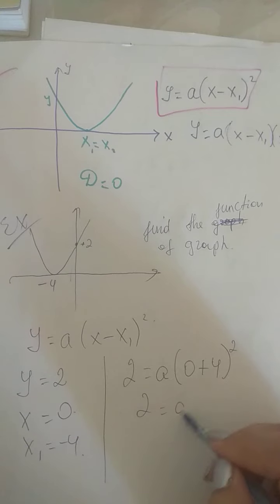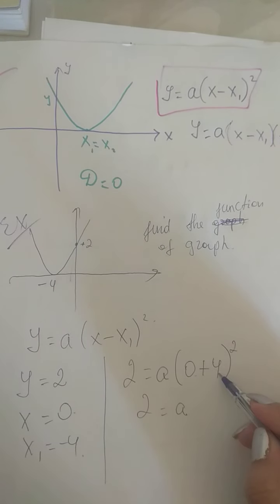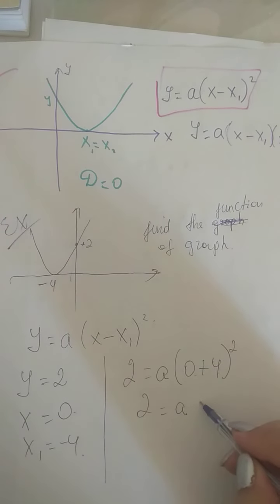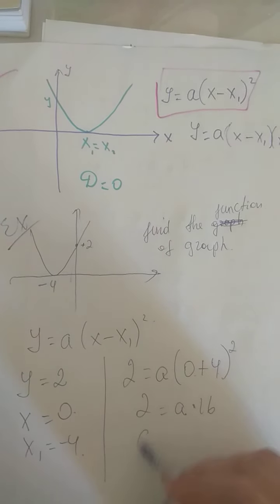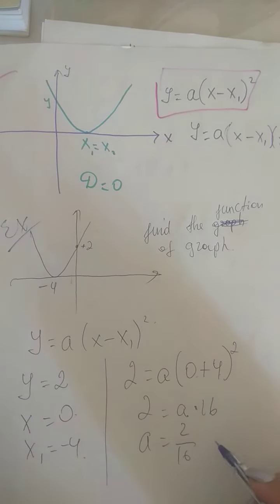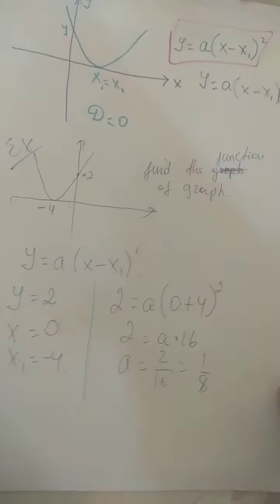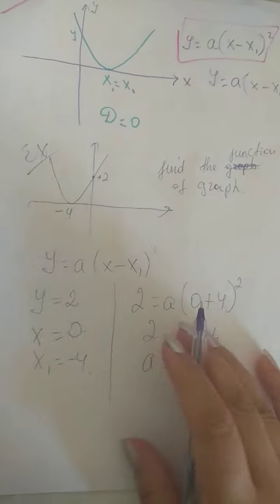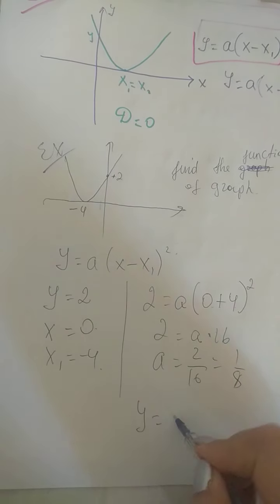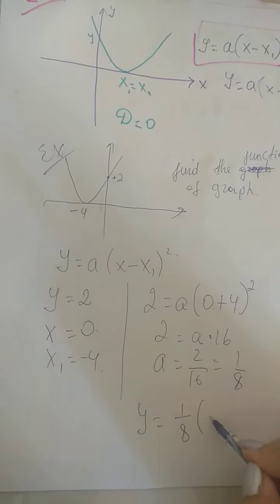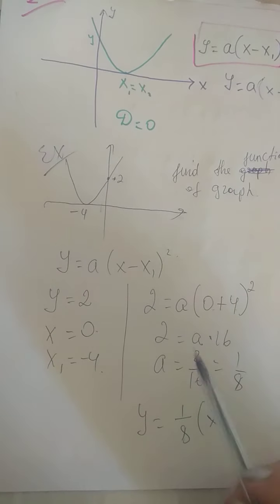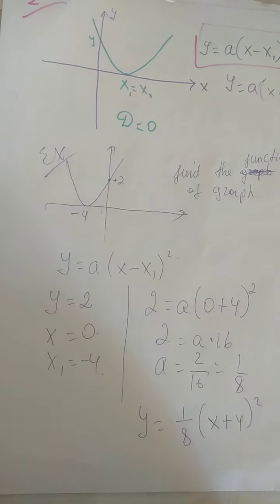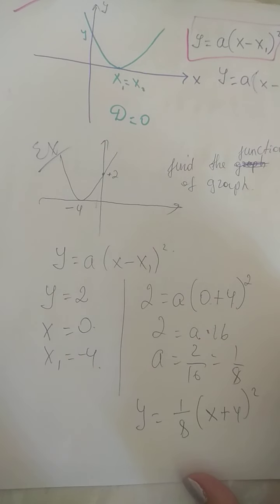Then 2 is equal to a multiplied by 4 squared, which is 16. Then a is going to be 2 divided by 16, which is 1/8. Keep it as a fraction, guys. 1/8. So good. Then substitute: y is equal to 1/8 multiplied by (x minus -4), which is (x plus 4) squared. But you want to write it in standard form, which is ax squared plus bx plus c.